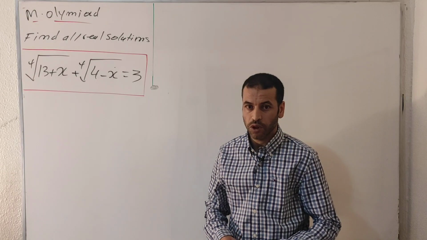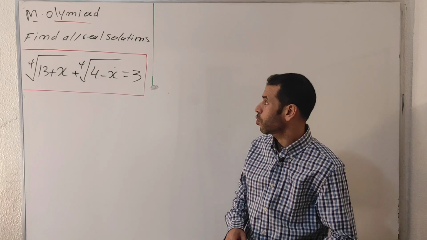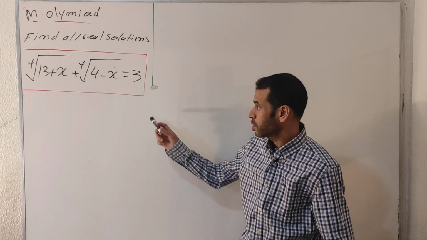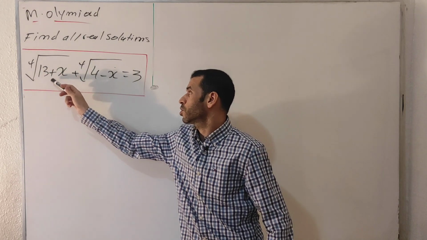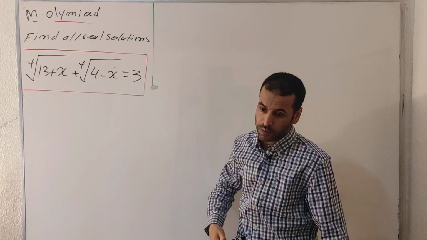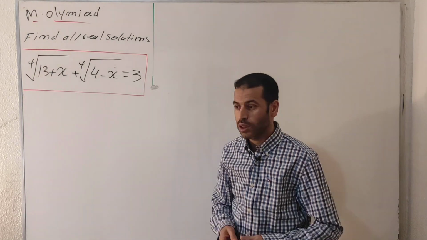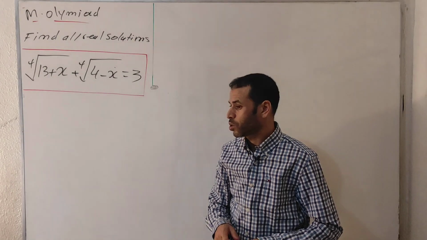In today's video, I would like to introduce a very nice problem of mathematical Olympiad. Here is the following information. Find all real solutions for this equation. We have the fourth root of 13 plus x plus the fourth root of 4 minus x equals 3. Okay, it's not a hard equation, but it is a little tricky. Once you find the trick, you will solve it easily.